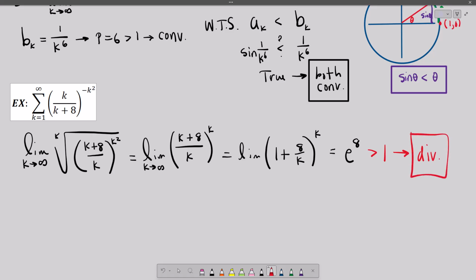So here is a really quick root test that generated some divergence. Yeah, very nice. Root test is fast when it works, whether it's for convergence or divergence. As long as that limit's not 1, you're psyched.